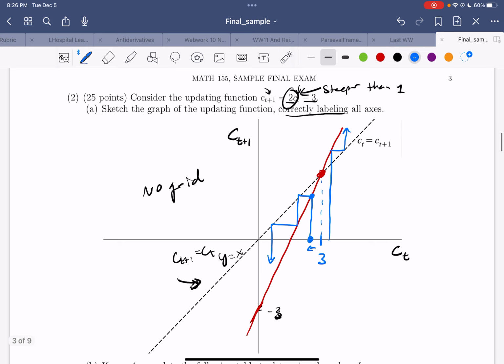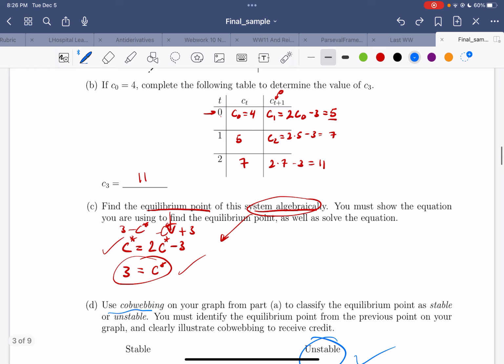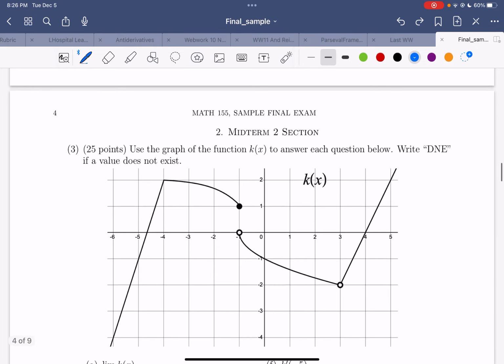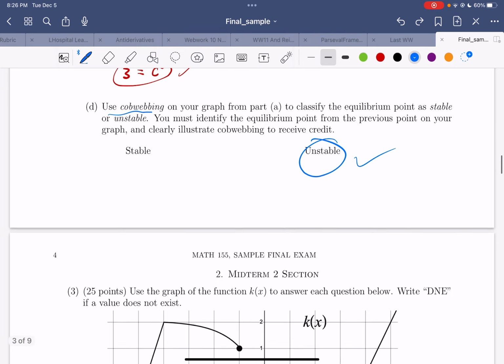Right. So I would argue this pretty clearly identifies it, but if you're worried, you can say, hey, this is the point 3, 3. If your input is 3, your output will be 3. That's why we don't worry about the subscripts when we solve for it, because it doesn't matter what t is. No matter what time you hit 3, it's going to stay 3 forever after that. All right, so that's a review of midterm 1 material.